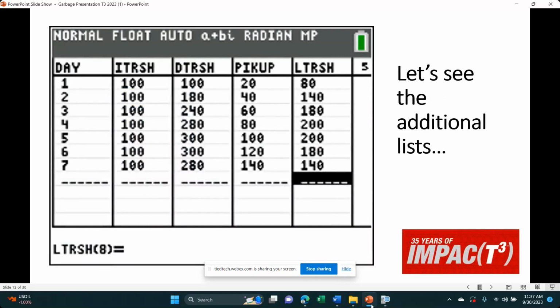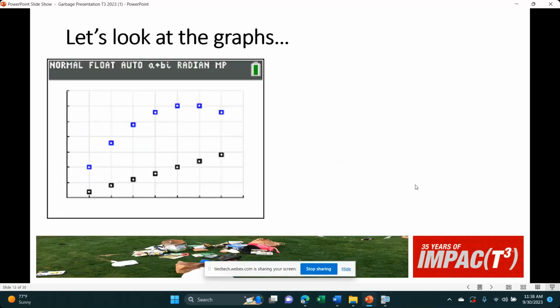So Debbie, you want to pick us up here with your other lists? Absolutely. I went ahead and typed them all in, being the basic overachiever that I am sometimes. I wanted to see what the relationship was between the daily trash and the pickup trash and the leftover trash. If you look at the graphs of the daily trash and the pickup trash, I put both of those in a graph for the next page. There it is.